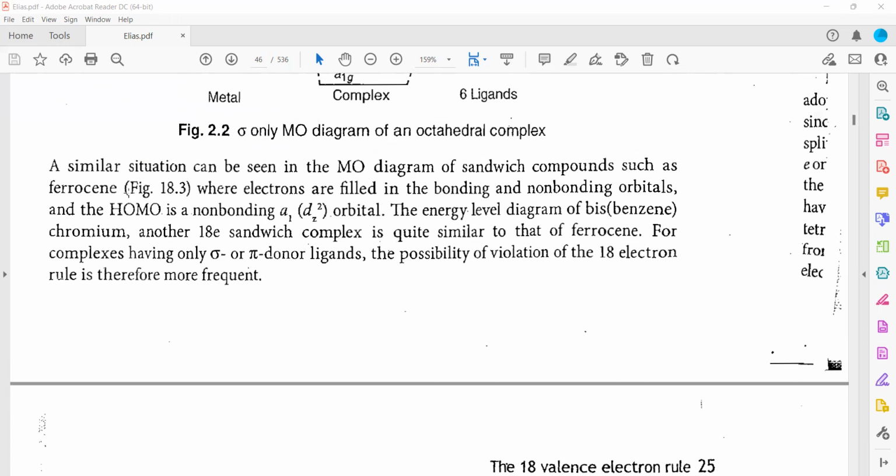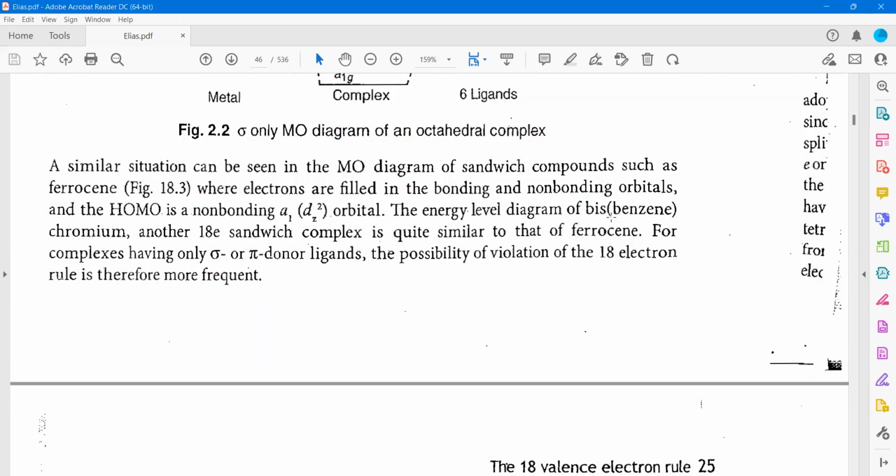A similar situation can be seen in the MO diagram of sandwich compounds such as ferrocene. The electrons are filled in the bonding and also the non-bonding orbitals, because wherever pi donation or pi back donation is taking place, there have to be some non-bonding orbitals that need to be filled in order to complete the 18 electron rule. The HOMO is non-bonding. The energy level diagram of bis(benzene)chromium, another 18 electron sandwich complex, is quite similar to that of ferrocene.